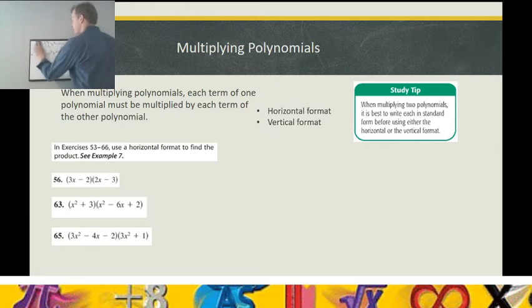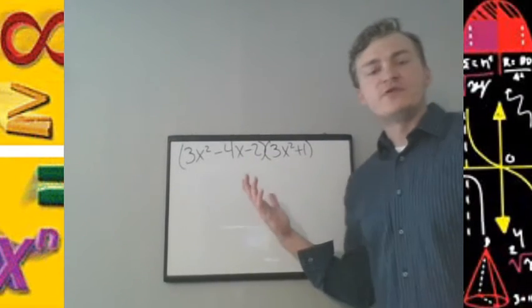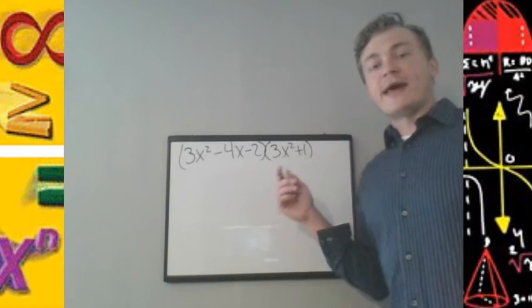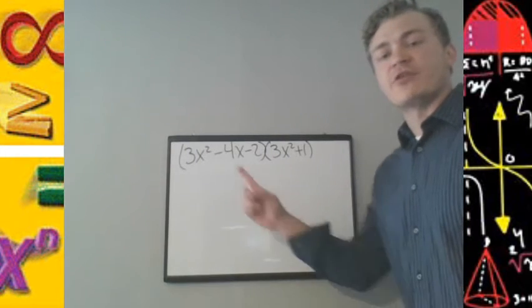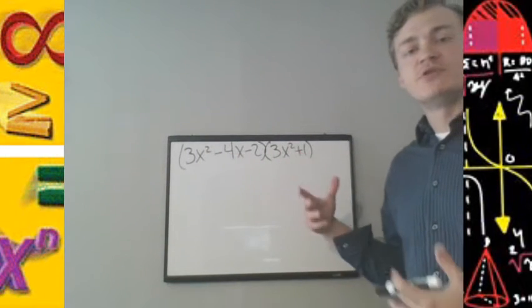Looking at 65. 65 says we have the trinomial 3x squared minus 4x minus 2. We will multiply that to the binomial 3x squared plus 1. This is very similar to the previous example. The only difference is we've sort of switched around the idea. Previously, we had a binomial times a trinomial. This is a trinomial times a binomial. But it's the same thing, right? Because 3 terms times 2 terms will still give us 6 terms.